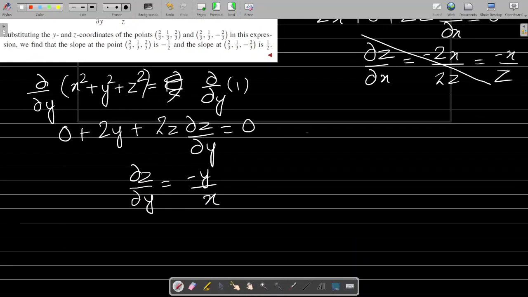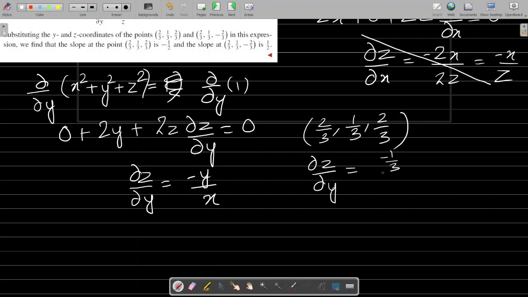So dou z by dou y at the first point. What was the point? 2 by 3, 1 by 3, 2 by 3. At this point, dou z by dou y will be equal to minus 1 by 3 by 2 by 3, y coordinate by z coordinate. This is z. Okay, I think I made a mistake there. So this is z. We are having 2z. So that is minus 1 by 2.